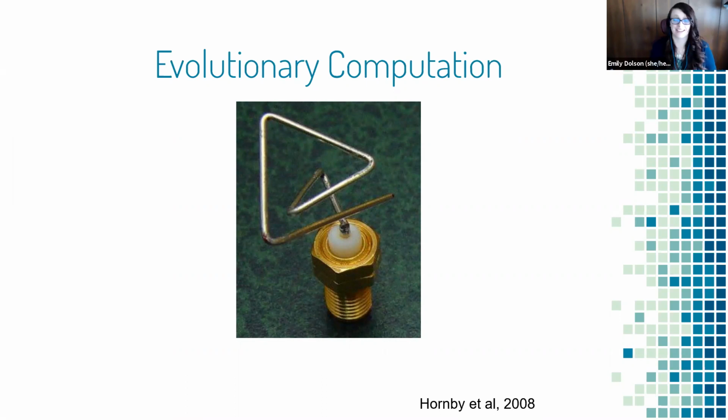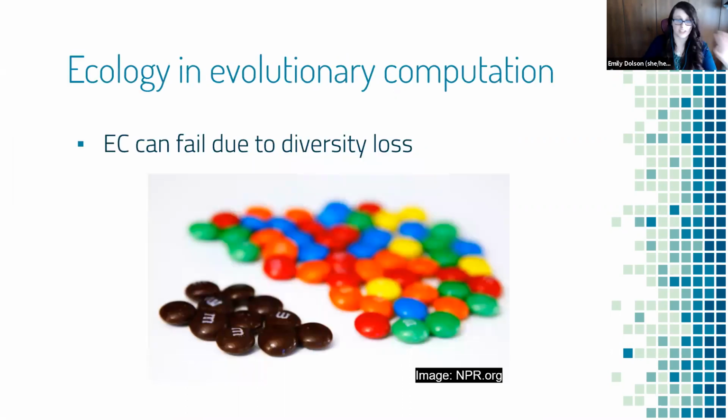This is an example of an antenna that was evolved using evolutionary computation, just to show that it works. It's for NASA. Evolutionary computation basically creates a bunch of populations and evolves them. In addition to using it as a machine learning algorithm, it can be a really great model system for studying eco-evolutionary dynamics.